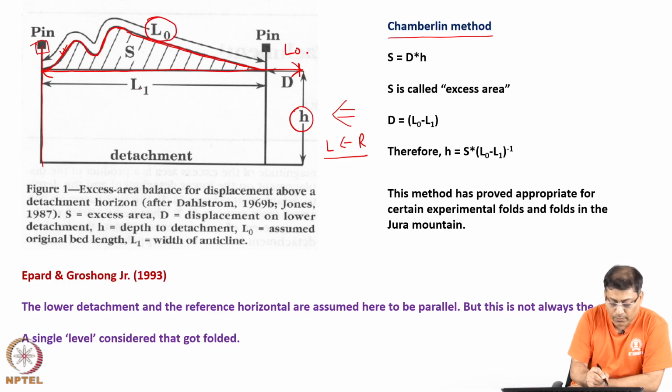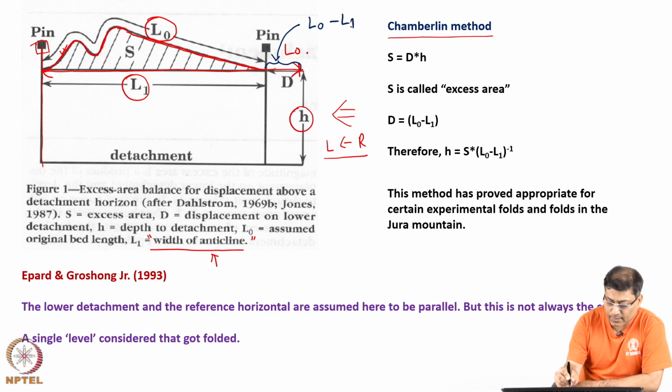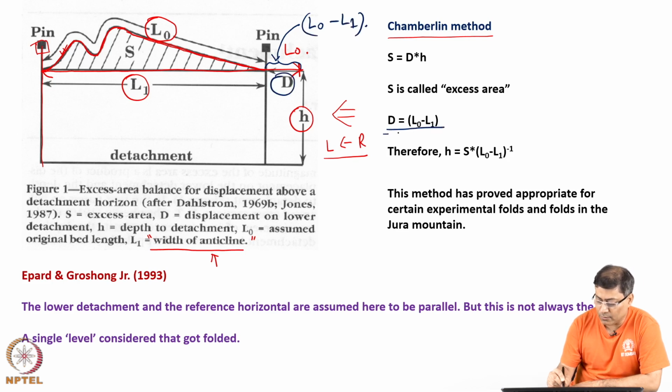Consider the width of the anticline is L1. Note that the term width of the anticline is something new. You will not see in many textbooks of structural geology a term such as width of anticline. So, this is a term that has been used. L1 is the width. The moment L0 is straightened in this way, what we find is this distance is equal to L0 minus L1. So, that capital D is equal to L0 minus L1.